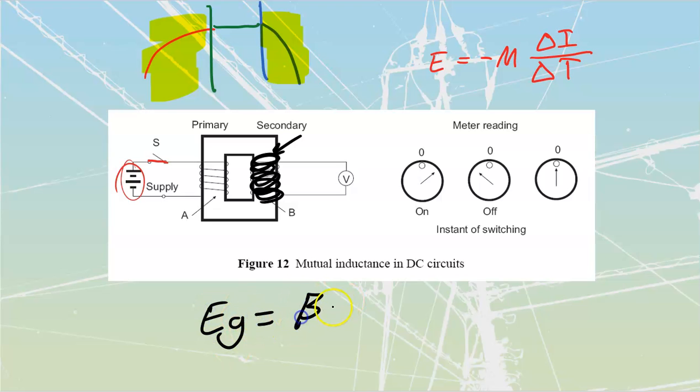EG is equal to BLV. We have not changed the flux. That's still coming from this side. We haven't changed the velocity. That's still going to be based upon how rapidly that line of flux is expanding. But what we have changed is the length. And if we bring this length high up, then it's also going to bring our generated value of voltage high up. This is how transformers work at a very granular level.